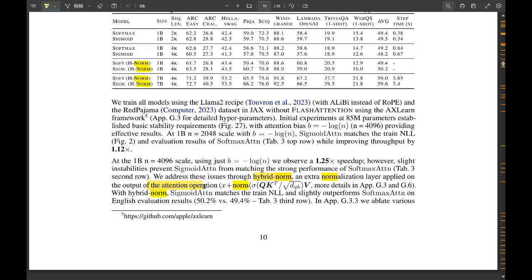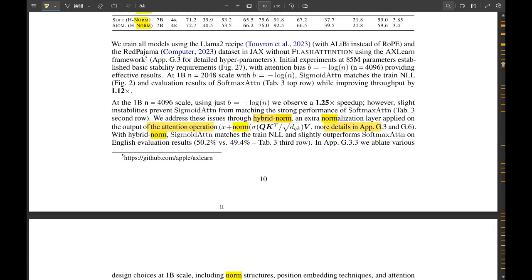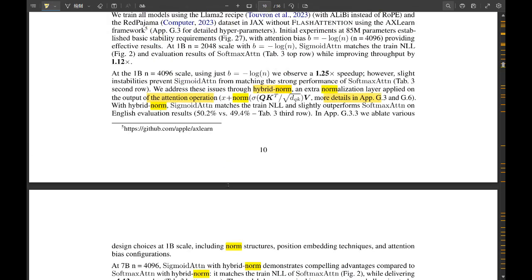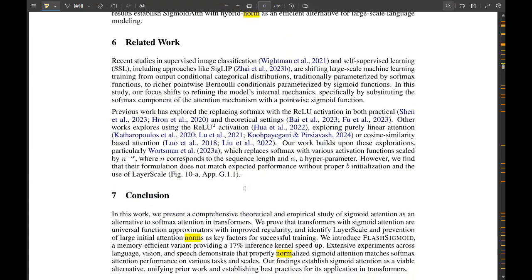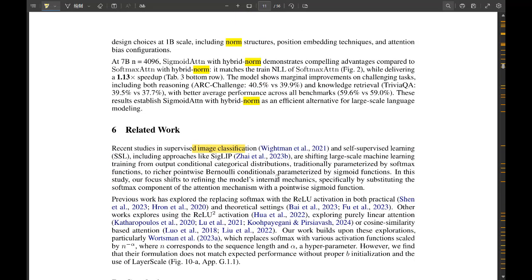Definitely, you're right. Those elements are key. The papers go into quite a bit of detail about the specific strategies they used and how they impact sigmoid attention's performance. It's like fine-tuning a high-performance engine, right? You need just the right settings to get the most out of it. Exactly. They found that careful tuning of normalization techniques was essential for preventing those large initial attention norms from causing trouble during training. Right, because if those norms get out of control, the model can become unstable and learning becomes a mess.